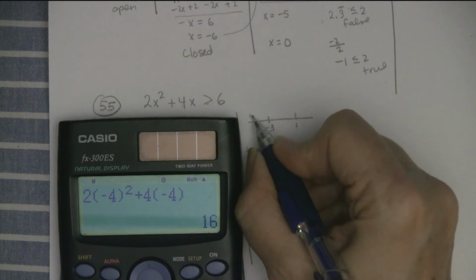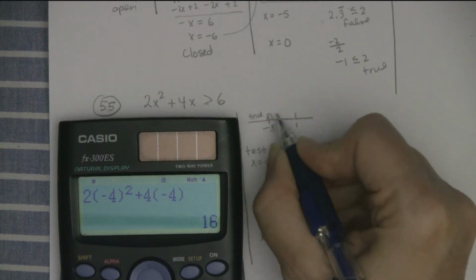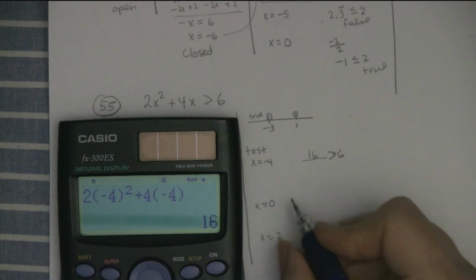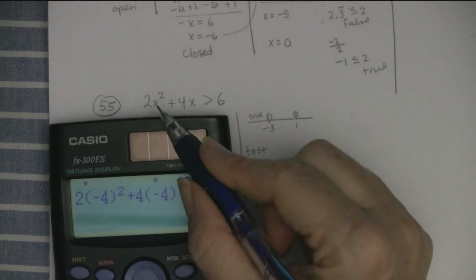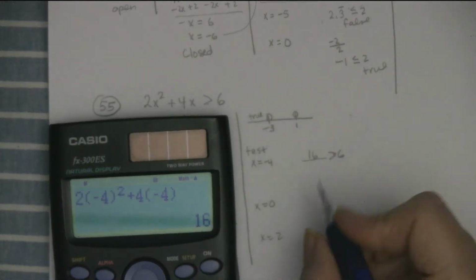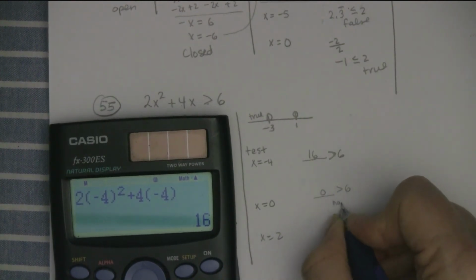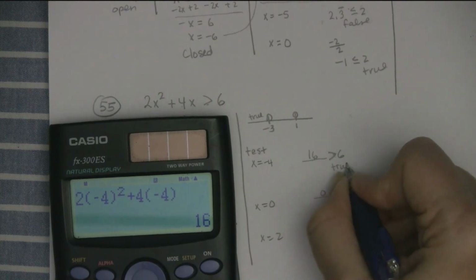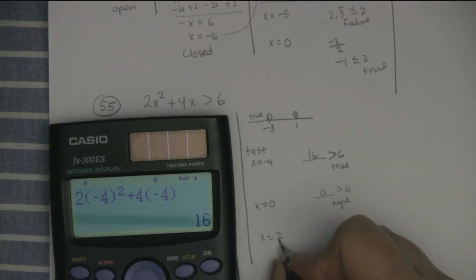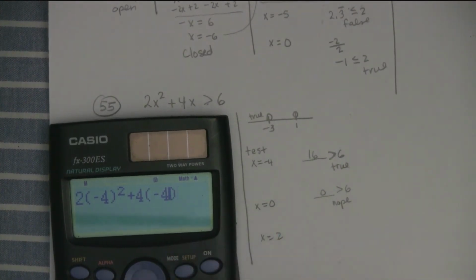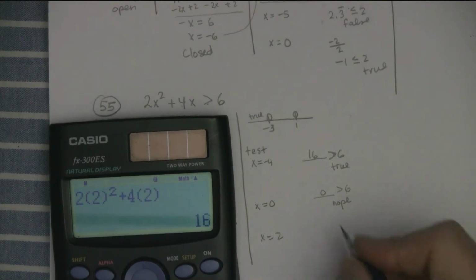This is true. I forgot to put my open circles on there, sorry. So I'm going to put them on there now. And then I'm going to put in 0, and I can do the arithmetic for 0 on my own. 0 is bigger than 6? Nope. Right, this was true. And then I'm going to put 2 in. And I can go and edit and put in 2. You can also do it with your head. And I get 16, coincidentally. And this is true as well.